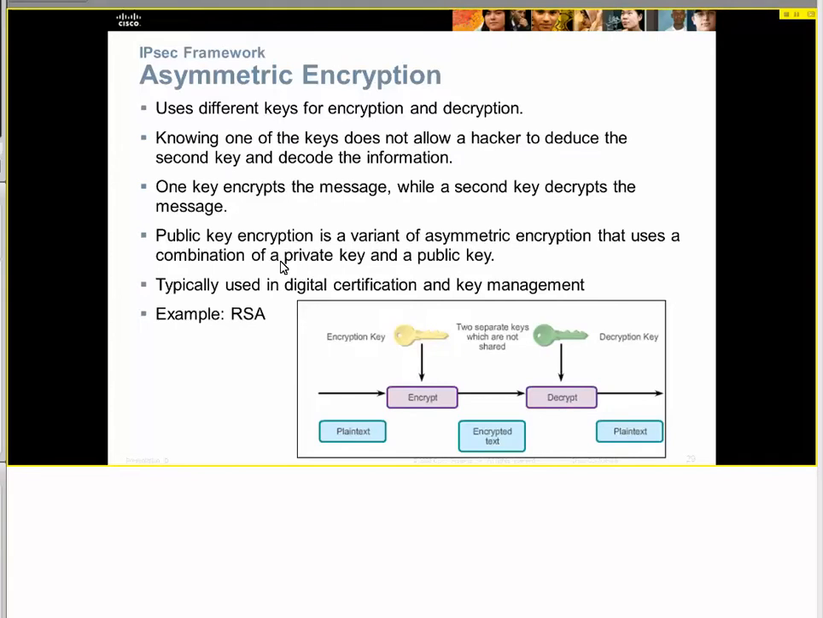So you call me up or you email me and say, hey, Bill, I need to send you the super secret message. Can you send me your public key? Sure, no problem. Here's my public key. You take my public key, you encrypt the message to me using my public key, and send it back to me.